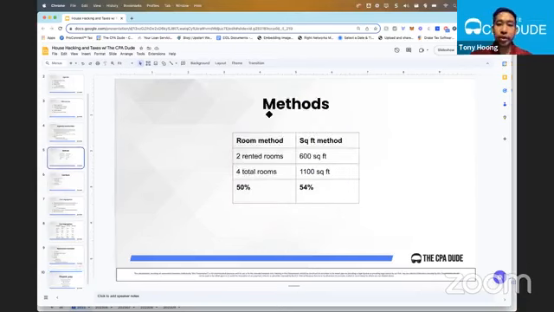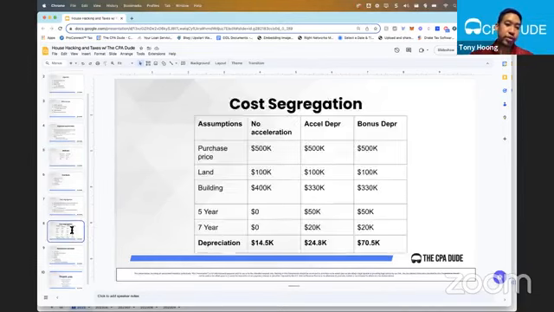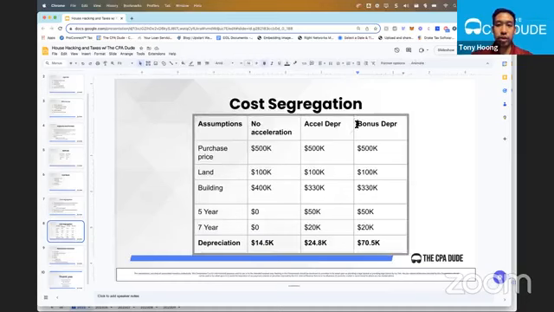And then from a method perspective, you obviously want to get more bang for the buck against your W-2 income. So allocate per the room method or allocate towards the square foot method. And then for yourself, you definitely want to run the cost seg because you want to run that bonus depreciation against your W-2 income. It's really good to do, especially if you're house hacking and doing an STR at the same time.